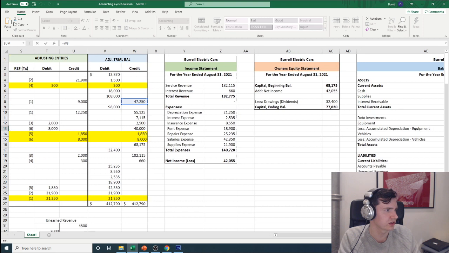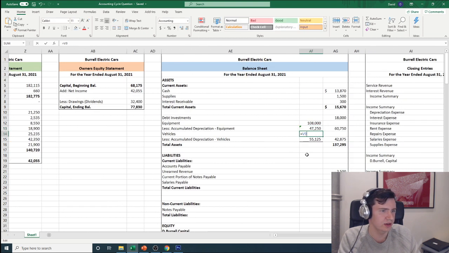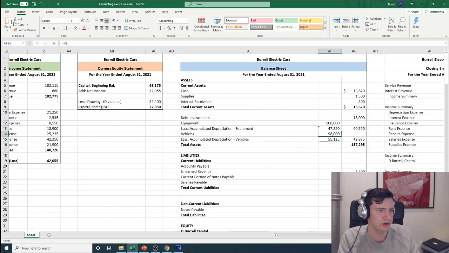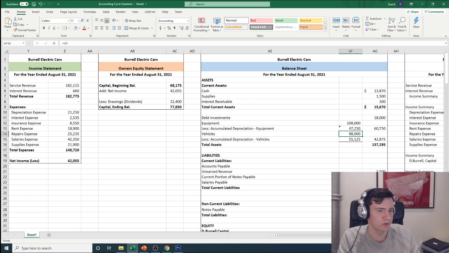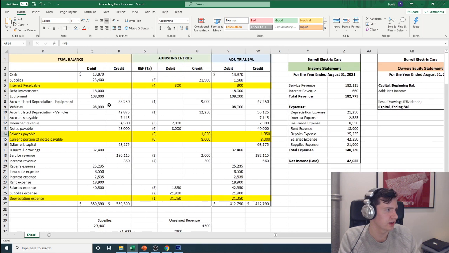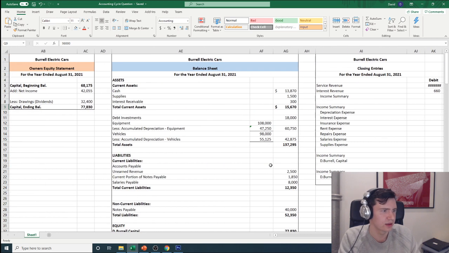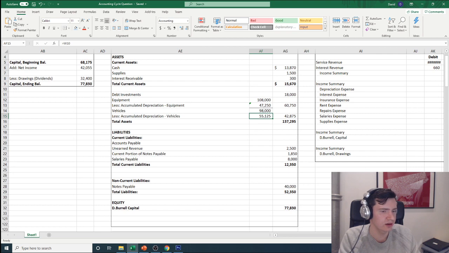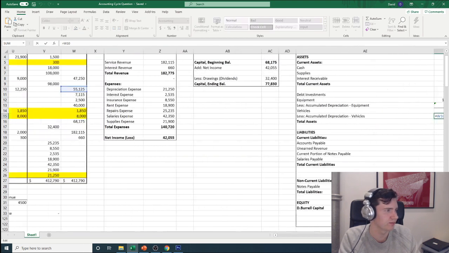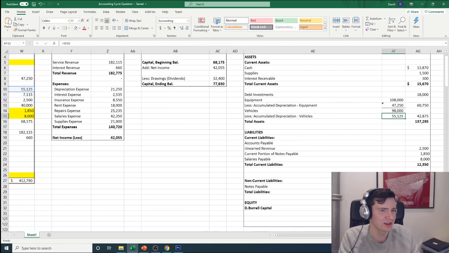W8, just making sure that it's referencing the right cell. Vehicles, 98,000, which is the cost, as you can see right here. And then we've got the accumulated depreciation amount, 55,125. That gives us a net of 42,875, and those are our total assets.